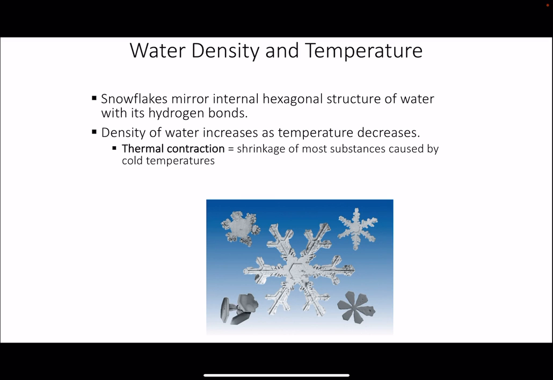Sorry, let me back that up. So in liquid water, the density of water increases as temperature decreases. And that's because of thermal contraction, where you saw those molecules getting closer together. Once you start forming a solid, then the density decreases again.